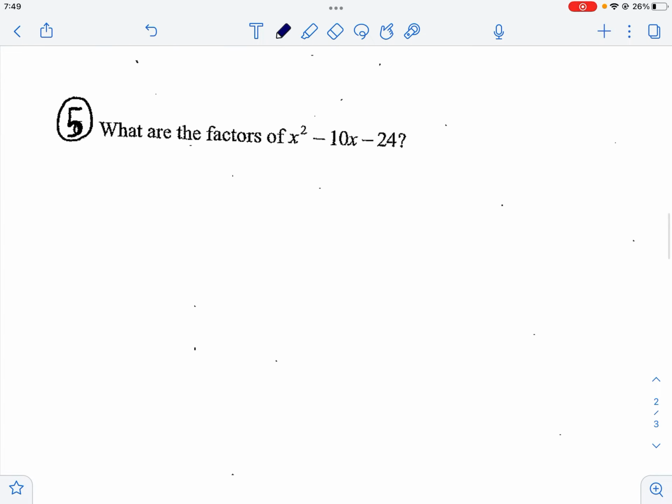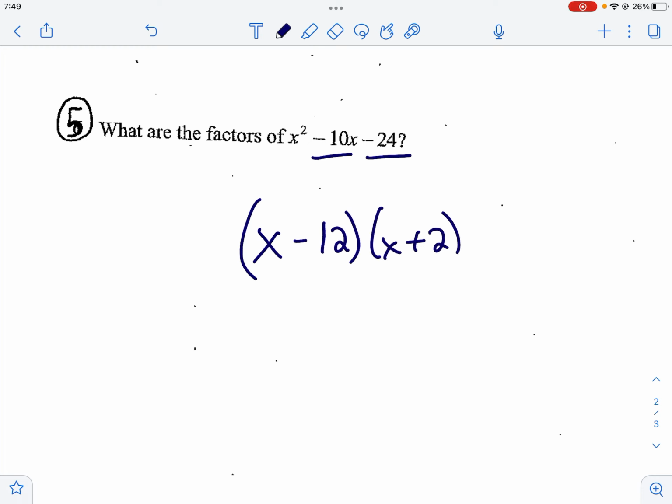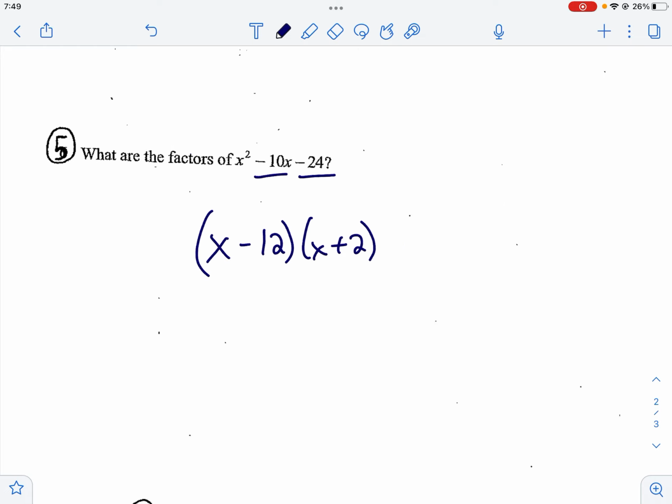For number 5, we're back to factoring when the a term is 1. Two numbers that multiply to negative 24 and add to negative 10. They are negative 12 and positive 2. So the two factors were x minus 12 and x plus 2.